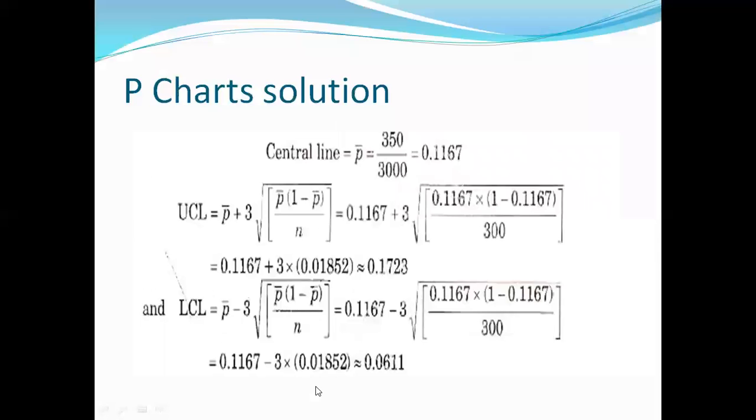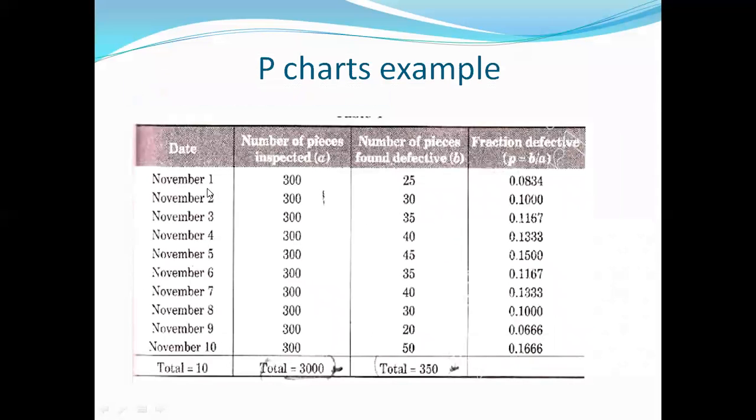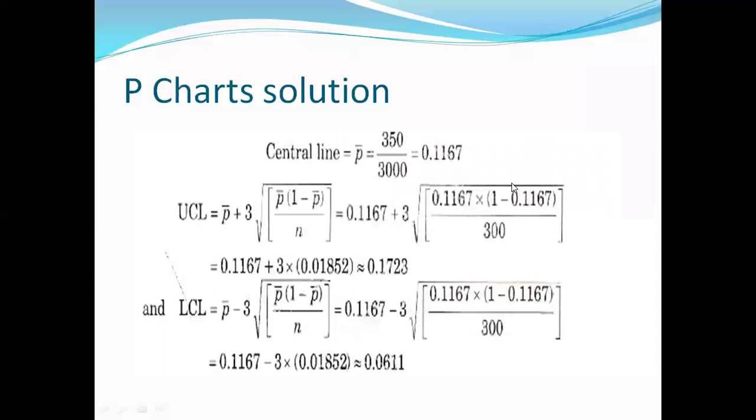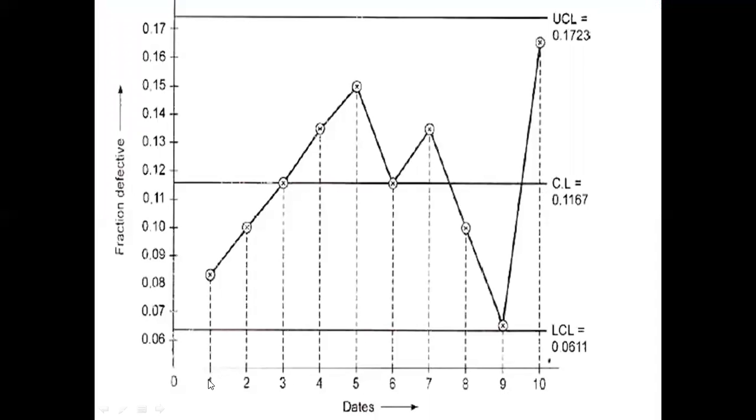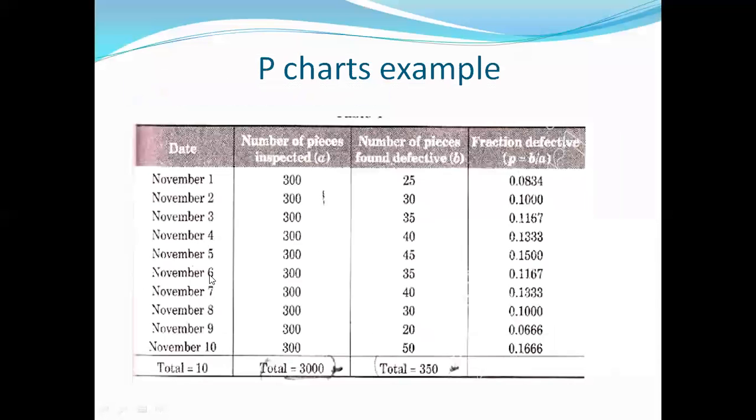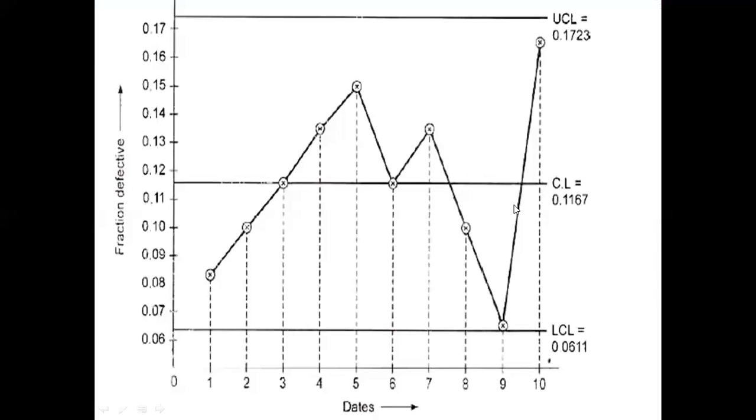Now see from here, on November 1st, the fraction defective will be 0.0834. So for the November 1st sample it is 0.0834. For November 2nd, the fraction defective will be 0.1. So similarly, we can calculate the value from November 1st to November 10, and by simply joining these points, we obtain this type of graph around the process average value.